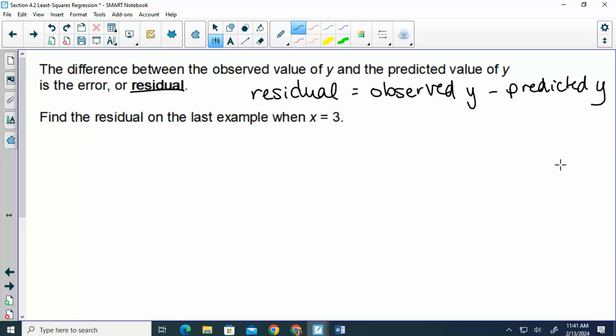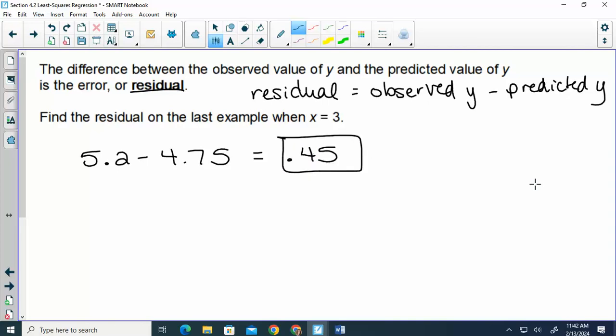This is on your formula sheet. So anytime I ask you to find your residual, you can look right there and it tells you exactly what you need to do. So if we want a good line, we're trying to make all of those residuals as small as possible. If we want to do our example, when x is 3, what was our observed y, the real y value? And what was our predicted y? So our residual was 0.45.